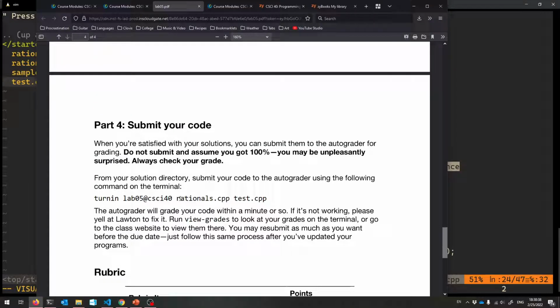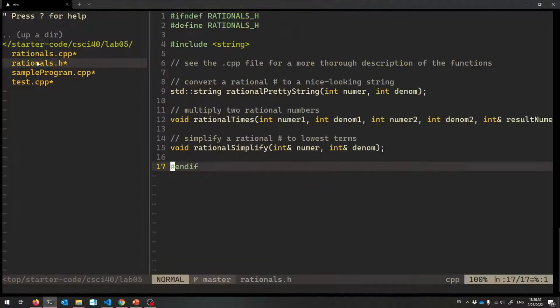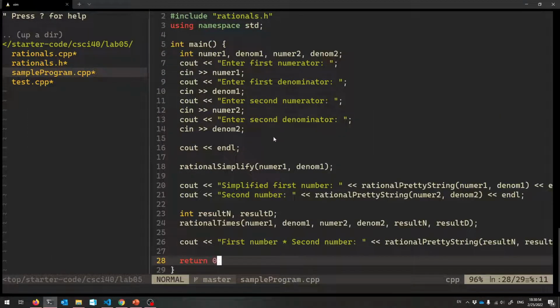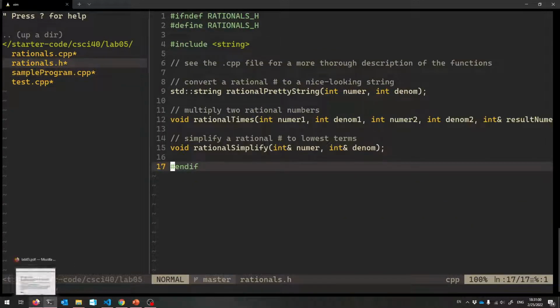So you're going to implement your rationals library in rationals.cpp. So that's what you'll be turning in there. And then you're also going to add some tests to test.cpp. So you'll also turn in that file. These are the only 2 files that you should modify. You should not change the .h file. You can change sample program all you want, you just won't turn it in. That's just for you, okay? So don't change the header file. That has got to stay how it is, okay?